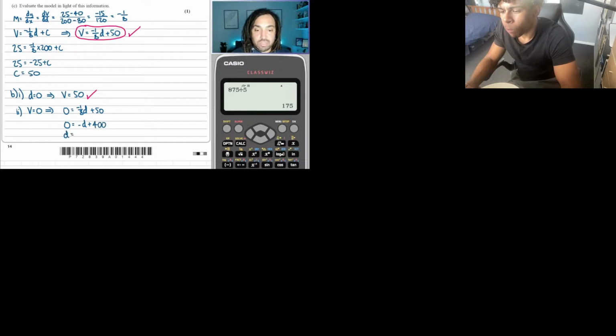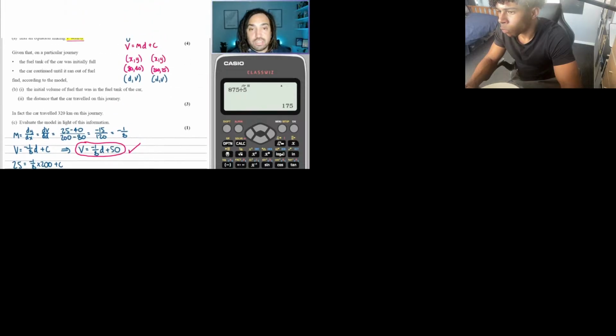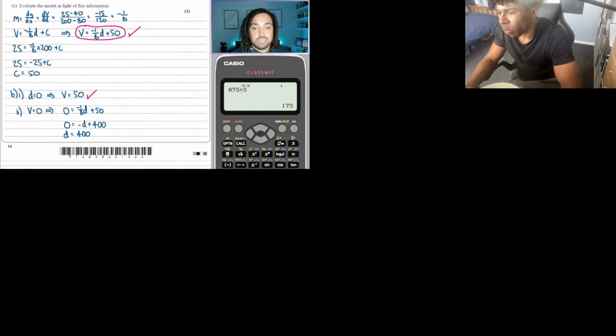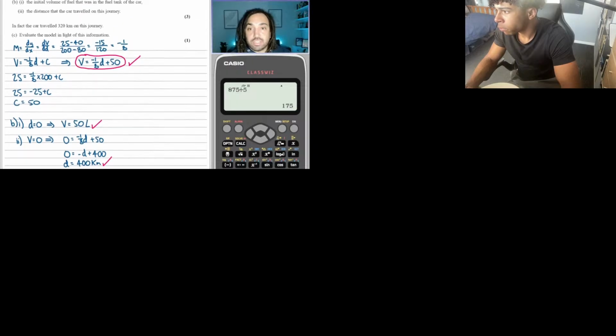So that means the distance travelled is 400. Now I need to be careful here because I've not used units. So just to check, the units are litres and kilometres. So I should really write in here litres and here kilometres. For any modelling question, please give your units. Don't lose marks over units. It's not worth it. In fact, the car travelled 320 kilometres on this journey.